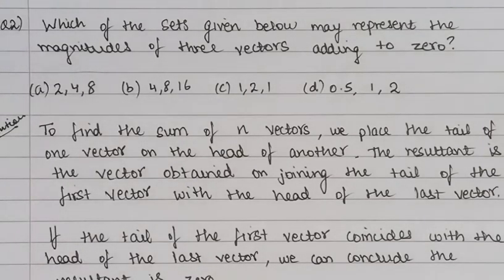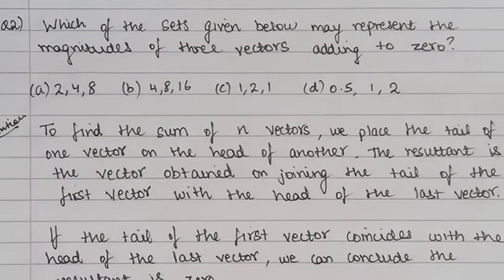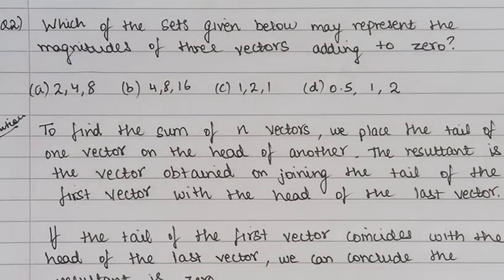n vectors, we place the tail of one vector on the head of another. The resultant is the vector obtained on joining the tail of the first vector with the head of the last vector. Now if the resultant is 0, the tail of the first vector coincides with the head of the last vector.